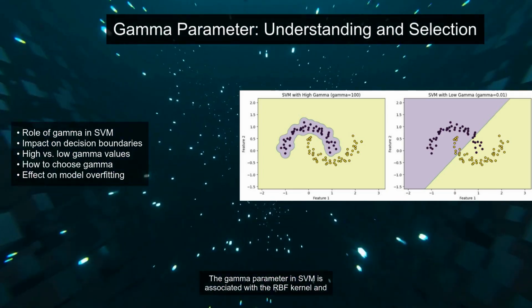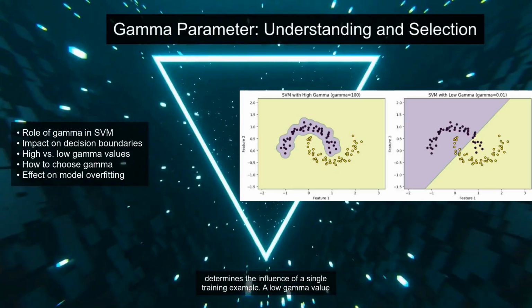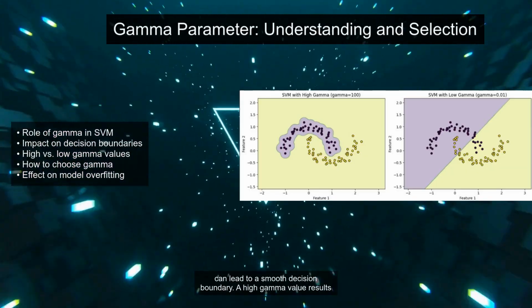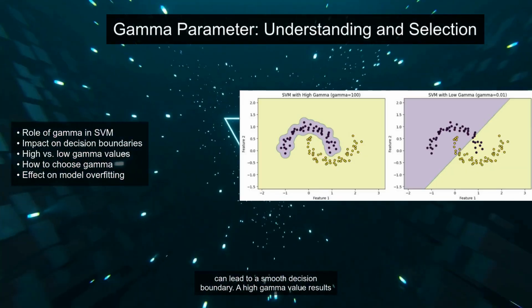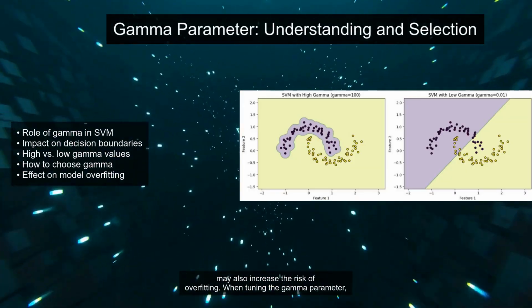The gamma parameter in SVM is associated with the RBF kernel and determines the influence of a single training example. A low gamma value means that the decision boundary is far from the data points, which can lead to a smooth decision boundary. A high gamma value results in a more complex model that can capture intricate patterns, but it may also increase the risk of overfitting.